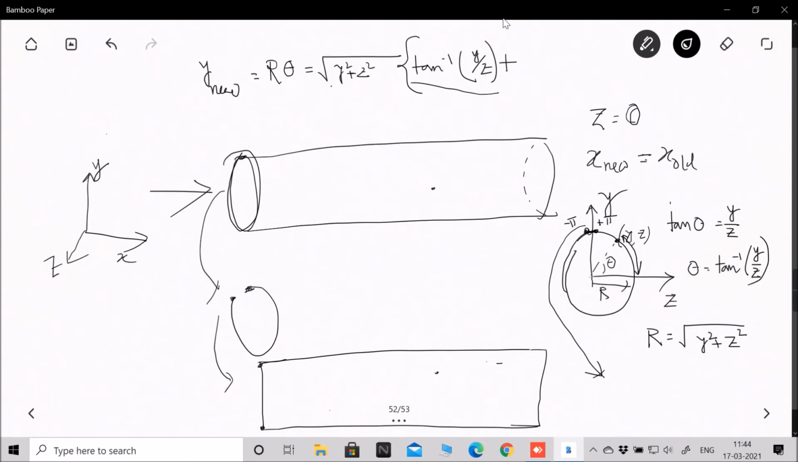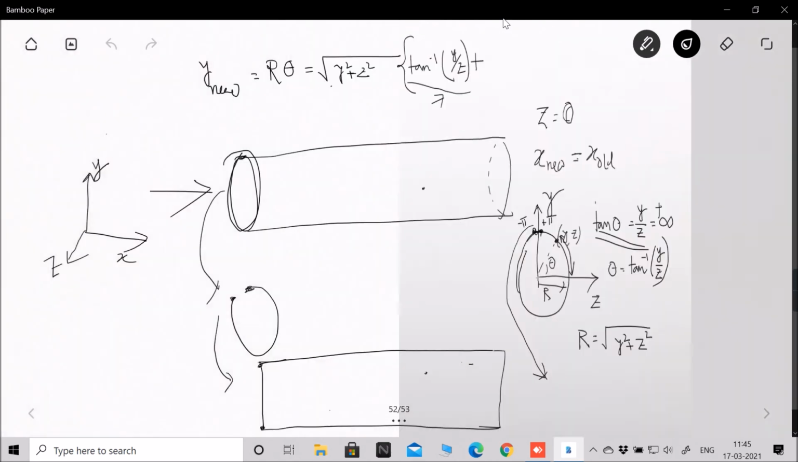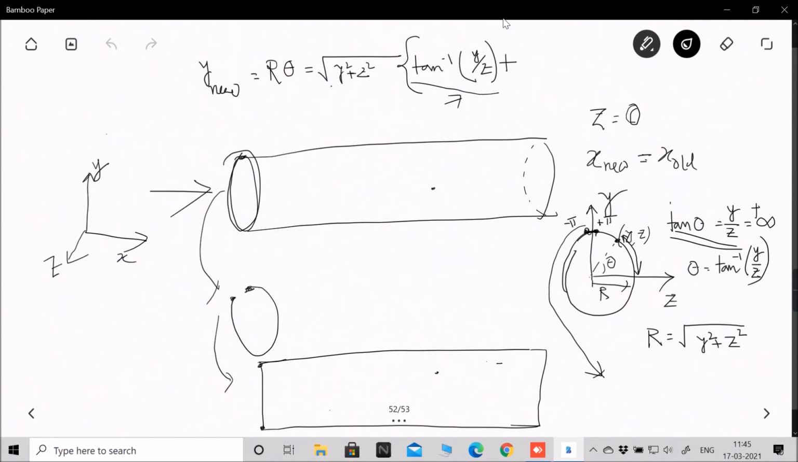But before that, let's look at what would be the value of the y coordinate at this particular point if you just use this formulation. Here we'll have y almost equal to r and z very small, that is almost 0. So tan theta would be positive infinity at this point. Positive infinity corresponds to pi by 2, right? So this particular point will be pi by 2 in our present formulation. What we want to do is add pi by 2 more so that it is pi.